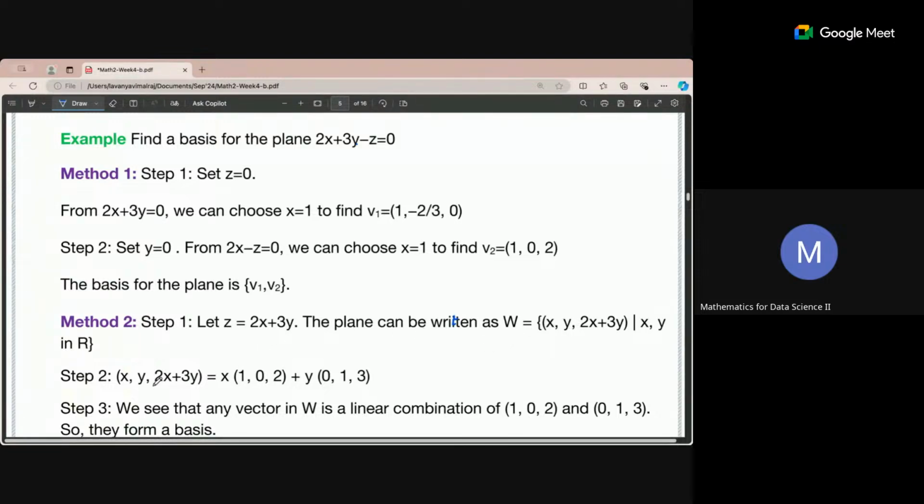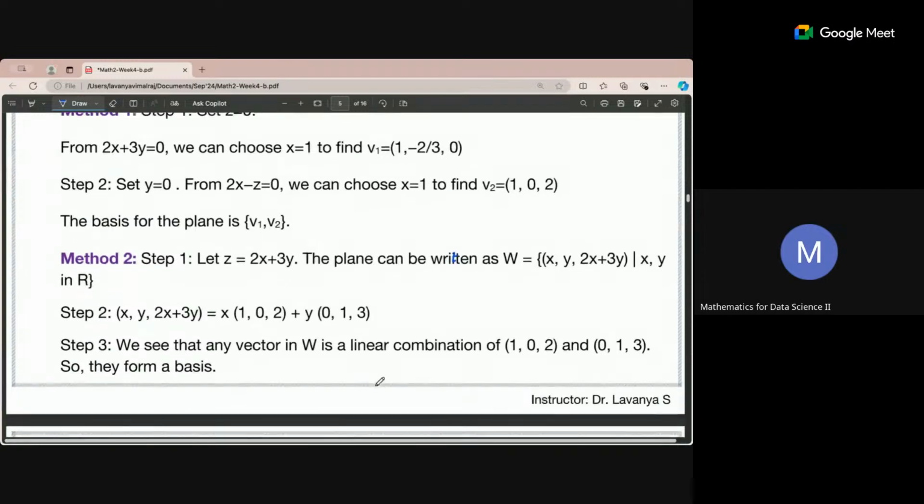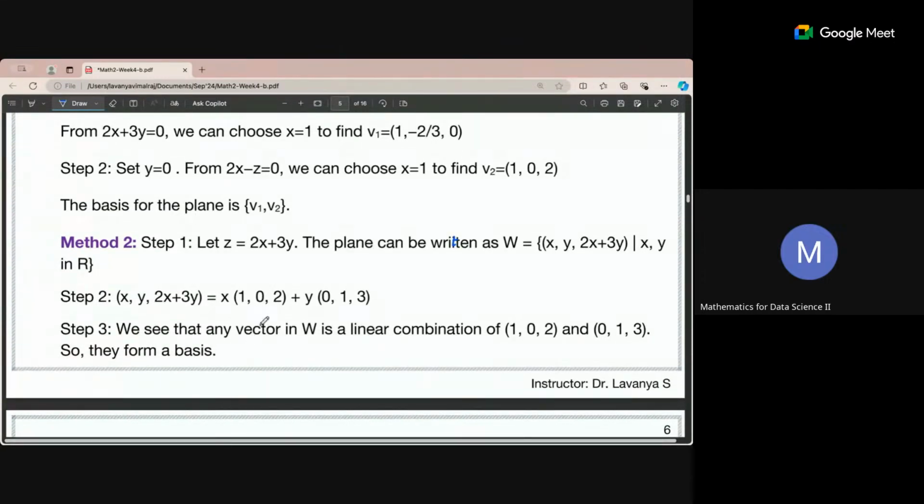So if I take x outside, here you have an x, here there is no x, so 0. Here you have 2. Plus, when you take y, in the first place there is no y, so 0. Second place 1y, third place 3y. So you have now got two vectors. Any vector in this set W is a linear combination of this vector and this vector, so you can say that they form a basis. If you call this V1 and this V2, then V1 and V2 form the basis for W.